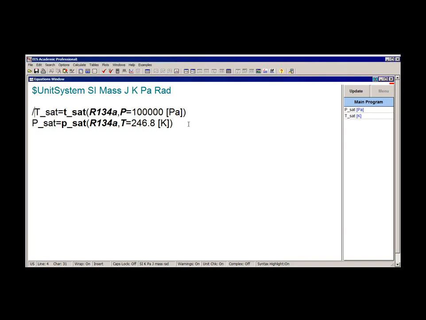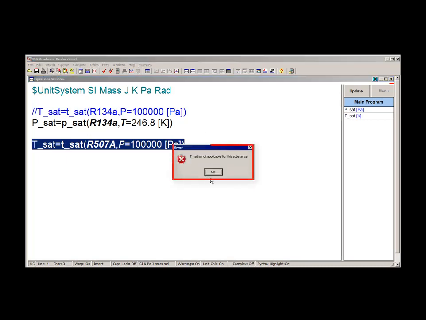Note that mixtures do not in general evaporate at constant temperature for a given pressure, and therefore the functions Tsat and Psat cannot be used for a fixed composition mixture. So for example, for R507A, Tsat won't work.